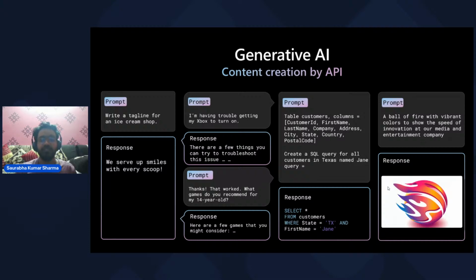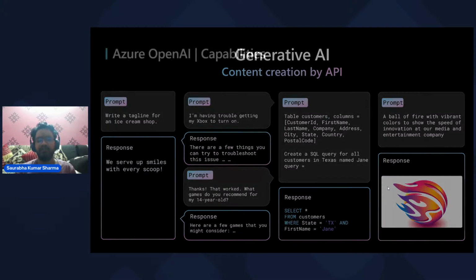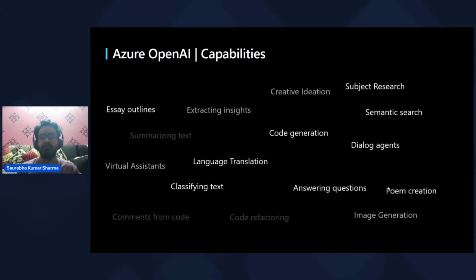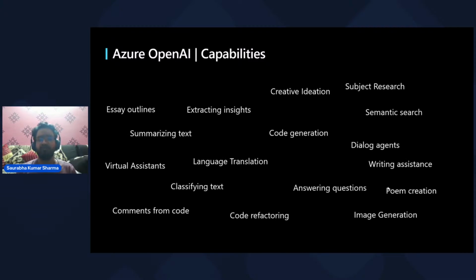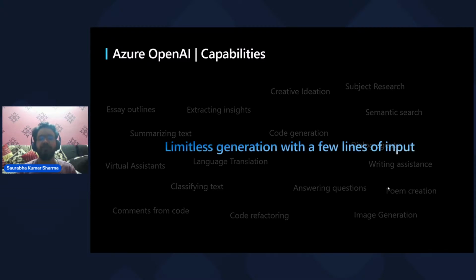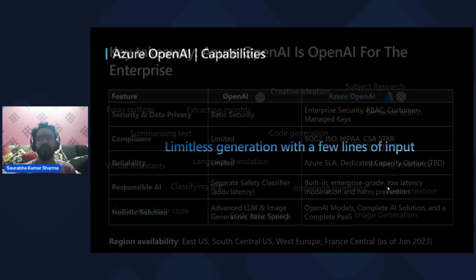So you can see with a simple prompt, you can get different kinds of results based on our requirement. It can do lots of things: code generation, dialogue, agents, semantic analysis, extraction, language translation, poem creation, image generation, code summarization, lots of things we can do. So it's basically limitless. If you are facing any issue, you can directly go to OpenAI and it will give you some sort of functionality.